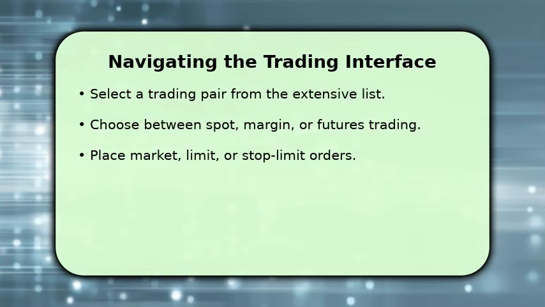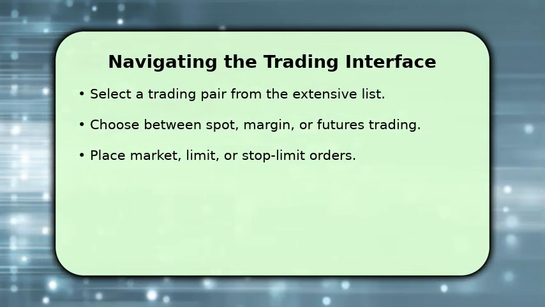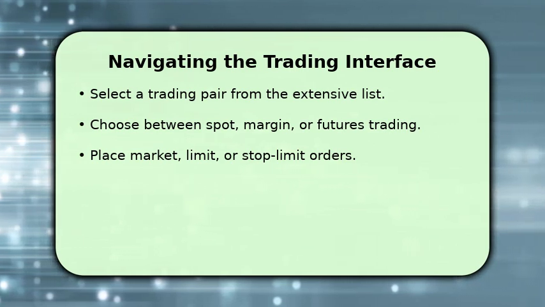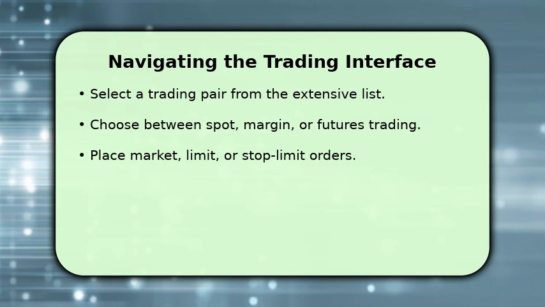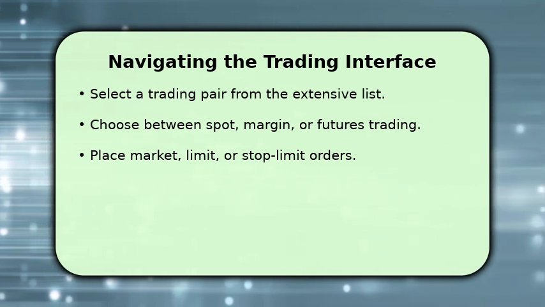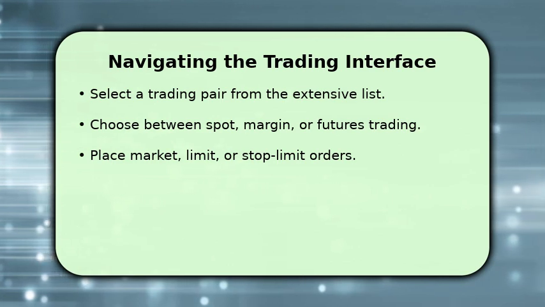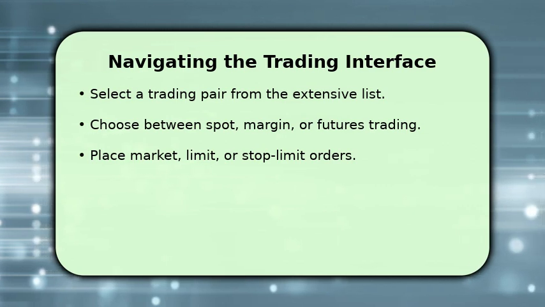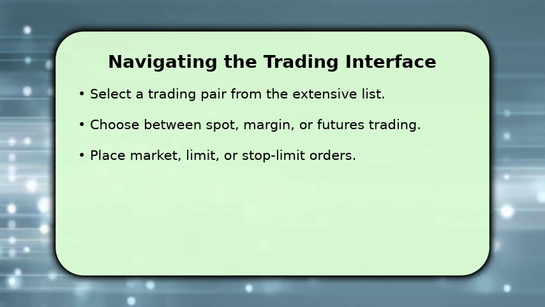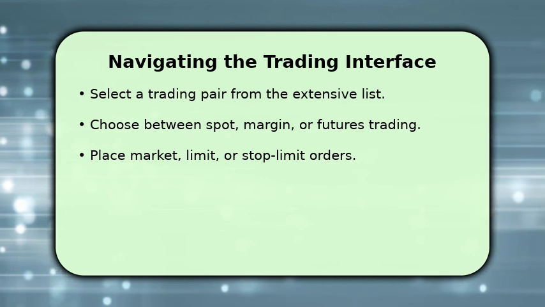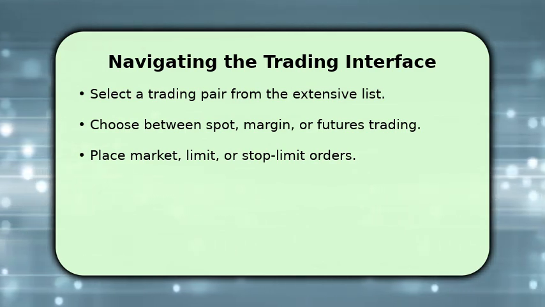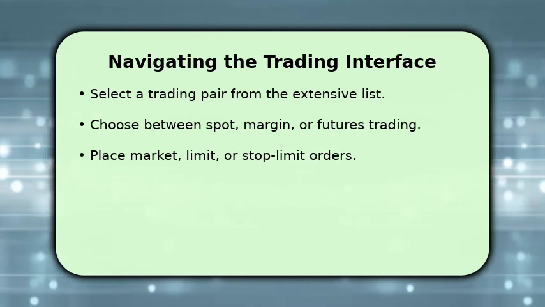Now let's dive into trading. On the Binance desktop interface, you'll find a wide selection of trading pairs. Decide whether you want to engage in spot trading for immediate transactions, margin trading to amplify your positions, or futures trading for advanced strategies. When placing an order, you can choose a market order for instant execution, a limit order to set your desired price, or a stop limit order for risk management.